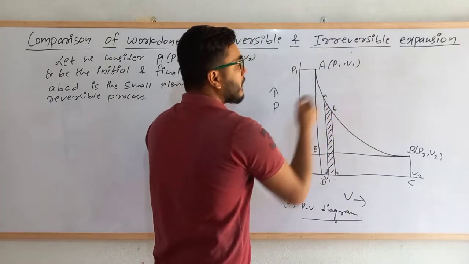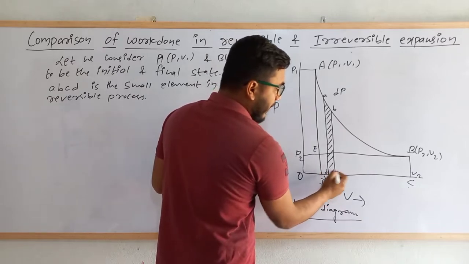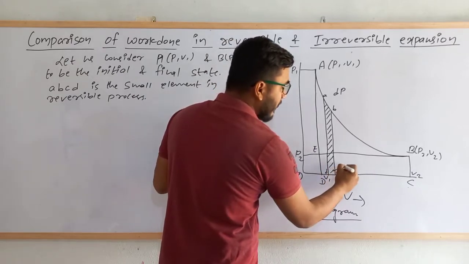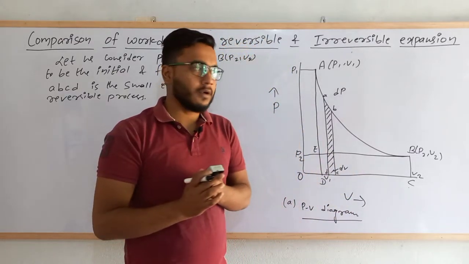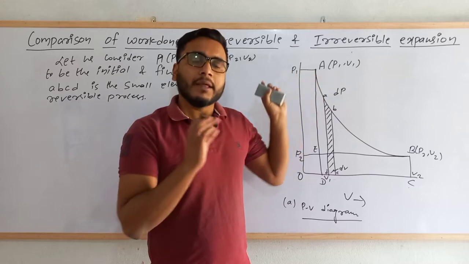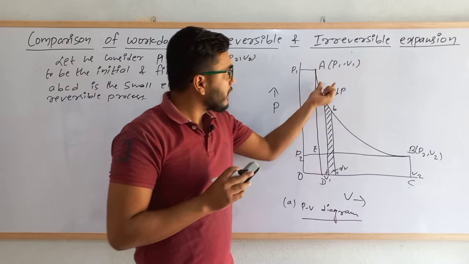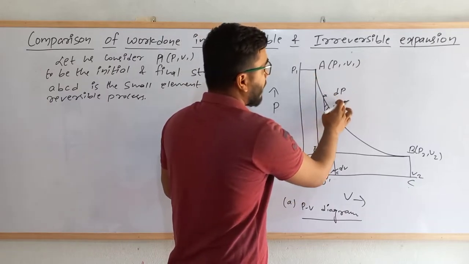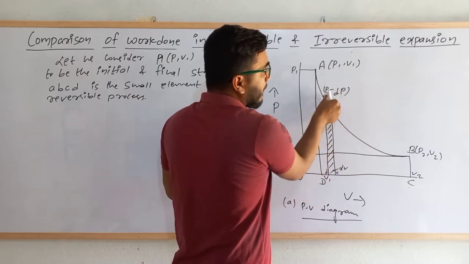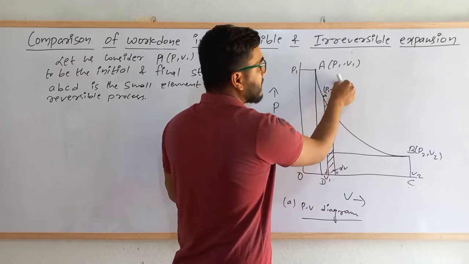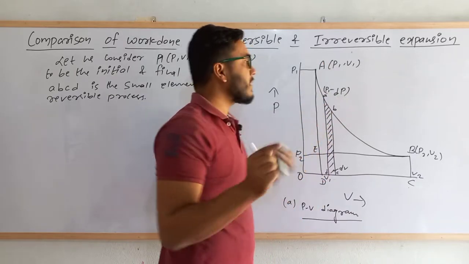From A to B, the change in pressure is dP. And from D to C, the change in volume is dV. These are the small changes in pressure and volume. We know that in every step, the pressure decreases infinitesimally slightly, right? So, the pressure from A to B will obviously be P1 minus dP, right? The pressure at this state will be P1 minus dP. P1 is the initial pressure and in every step, dP pressure is being changed.